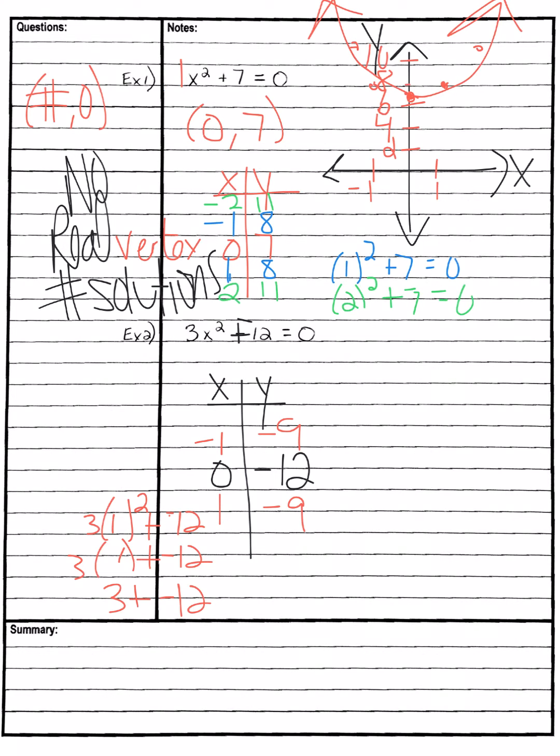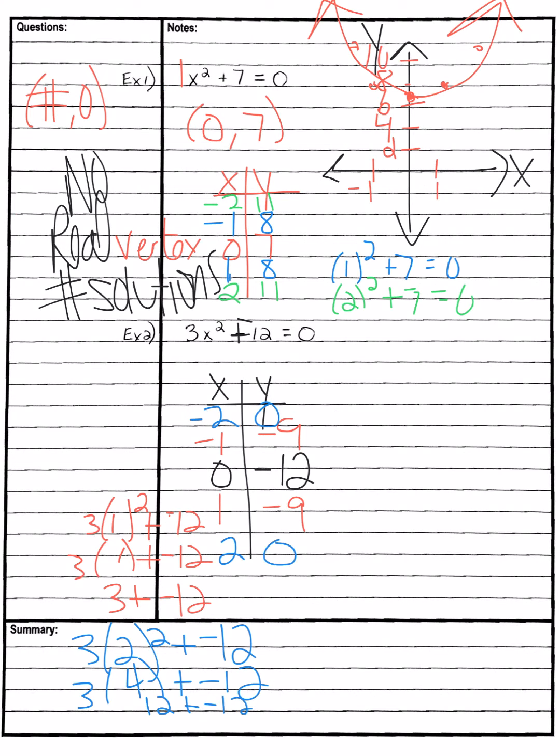Remember, since our x values are the same distance away from the vertex, that means our y values have to be the same distance away. Let's go ahead and look at putting in one more value. Let's put in 2. So on this one, 2 squared would be 4. Two times 2 is 4. 3 times 4 is 12. Ooh, what do you notice here? 12 and -12 actually gets me 0.